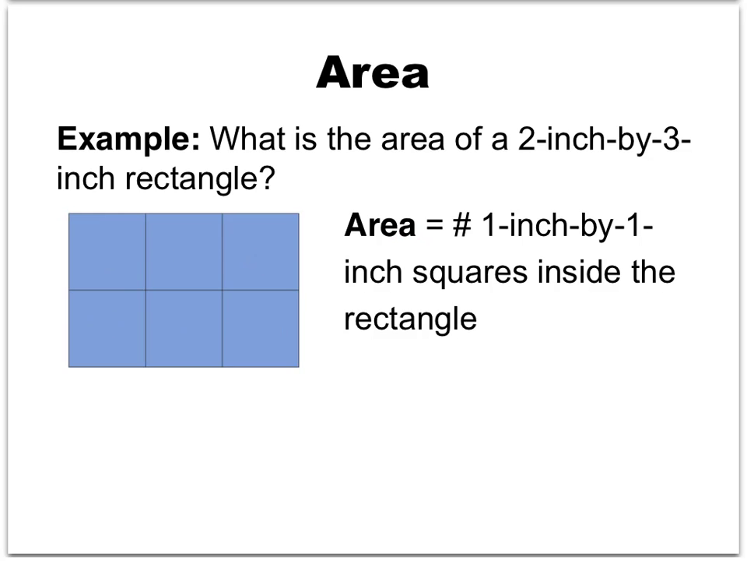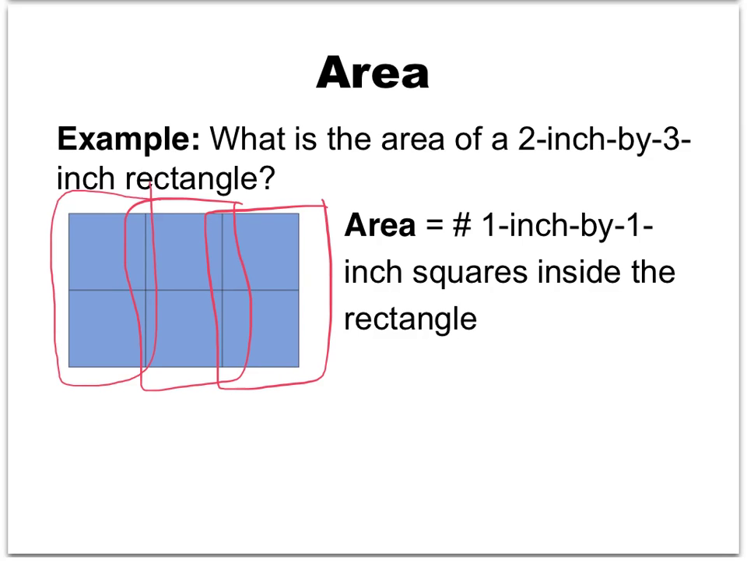But let's look at how we can use multiplication to figure out that area. So let's kind of group these rectangles or these squares like this. Let's make one group there, and another group there, and another group there. Okay. So now the total number of rectangles is going to be the number of groups, which is 3, times the number of squares in each group, which is 2. So 3 times 2, that's going to be my area.